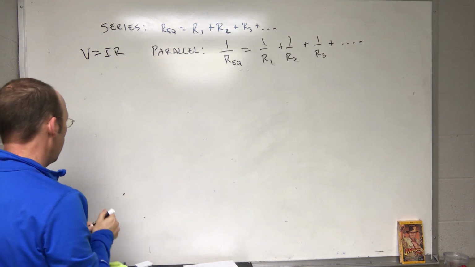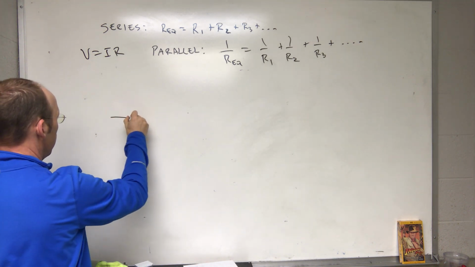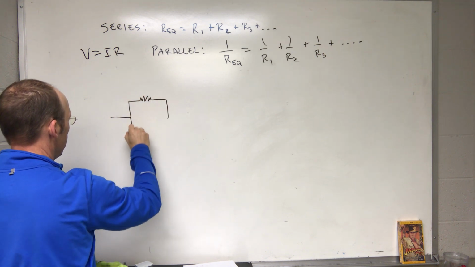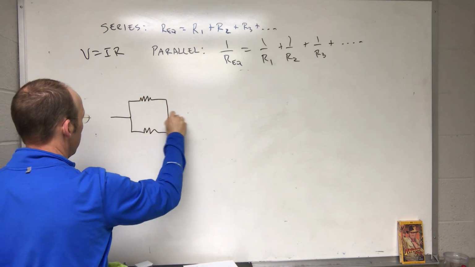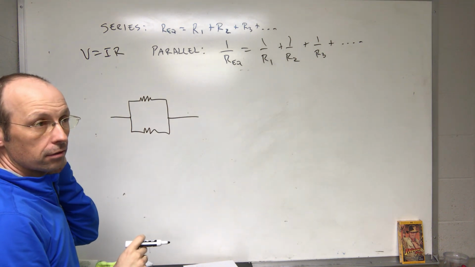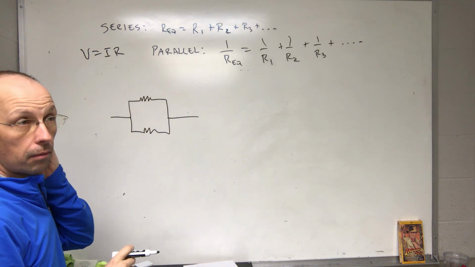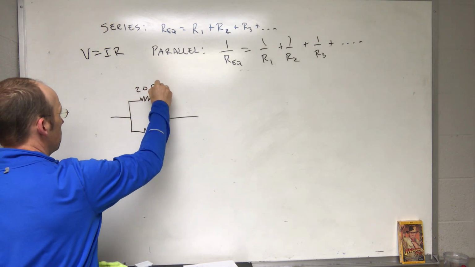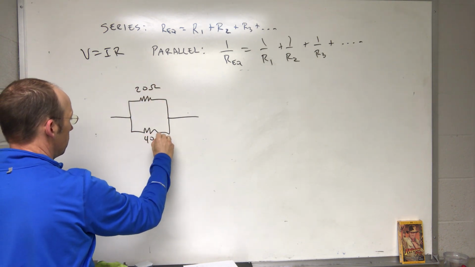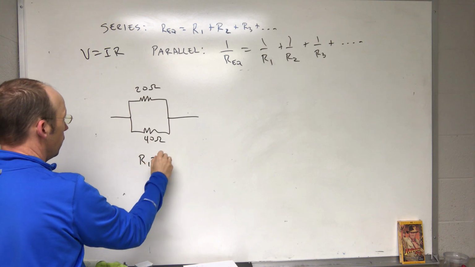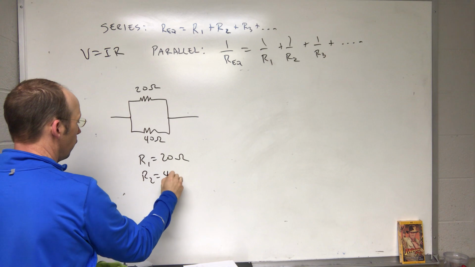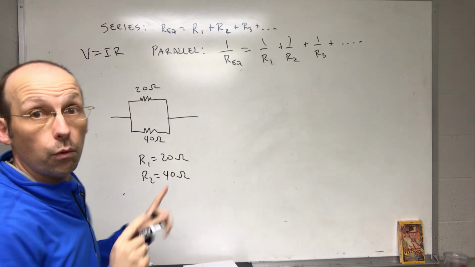Okay, so let's say I have... I want to do one where the math is easy. Well, that's fine. I'll do a 20 ohm and a 40 ohm. So R1 equals 20 ohms. R2 equals 40 ohms. So I'm going to find the equivalent resistance here.